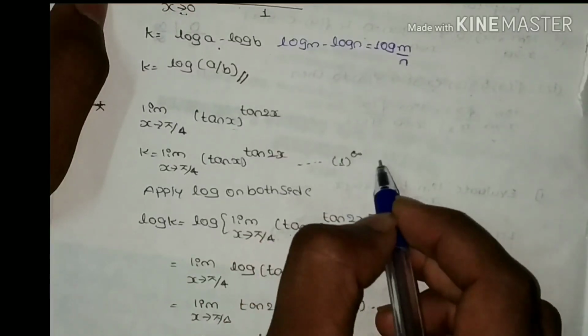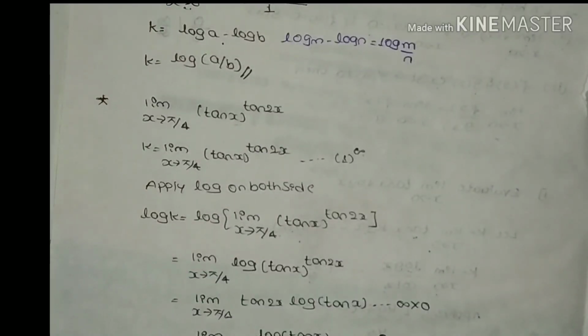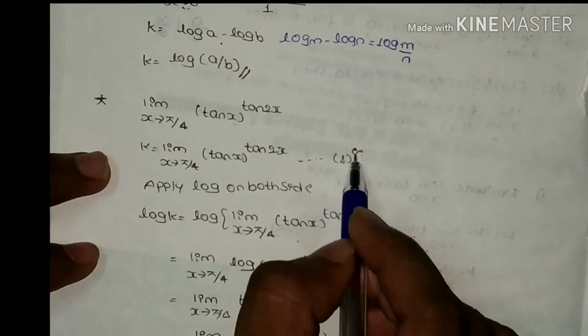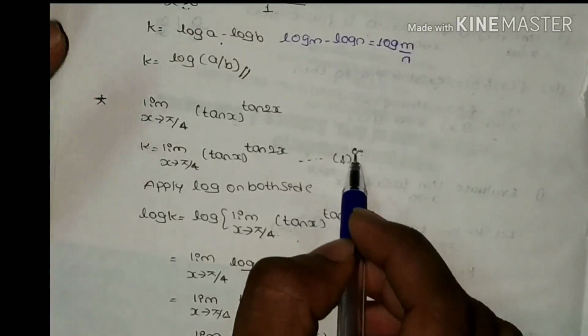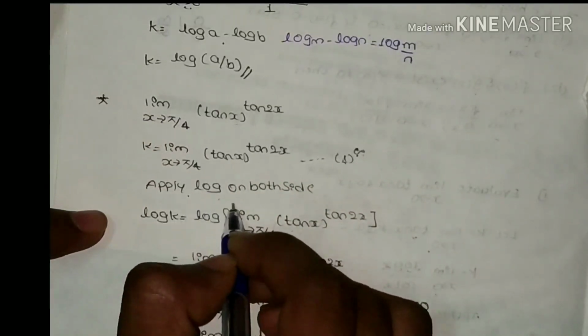So it is not in the standard form, that is, it is not in the 0 by 0 or infinity by infinity form. Let us simplify it. Here we have 1 raised to infinity, so we have to put it in the form of 0 by 0 or infinity by infinity. Therefore I will apply log on both sides.